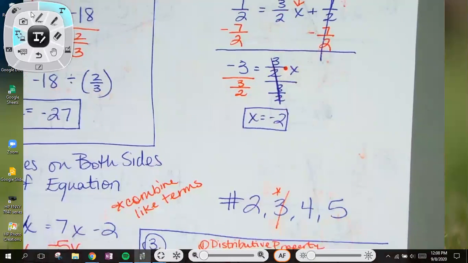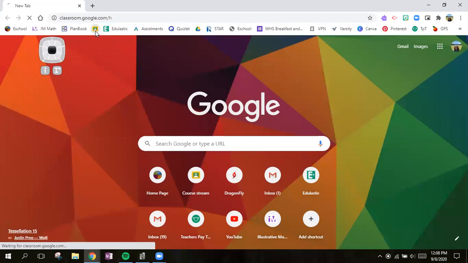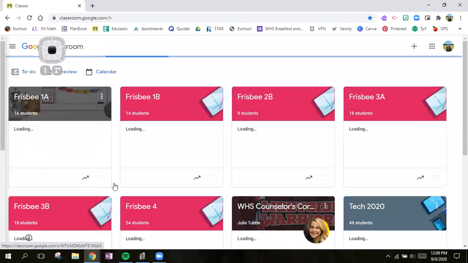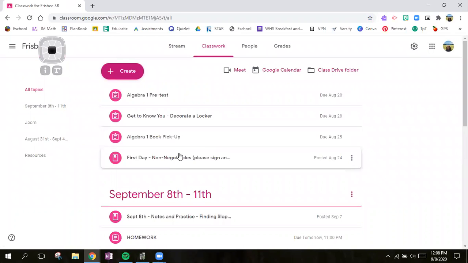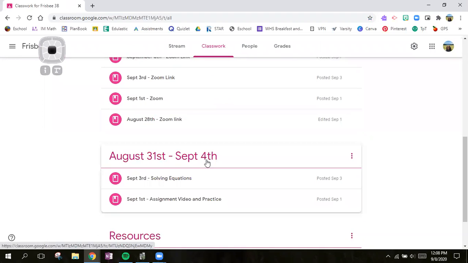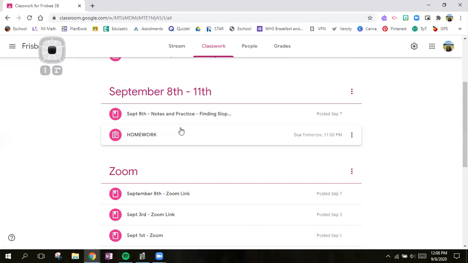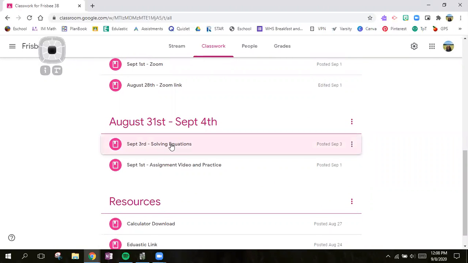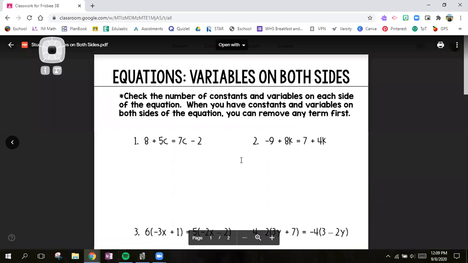If you're trying to find these questions on your Google Classroom, go back to Google Classroom, go down to 3B. Because this is what we did last week, it's still going to be under the August 31st through September 4th tab. I'm going to try to put all of the materials I go through in a week under each weekly tab, so it stays organized. It's going to be under Solving Equations, and it's the second one, Variables on Both Sides.